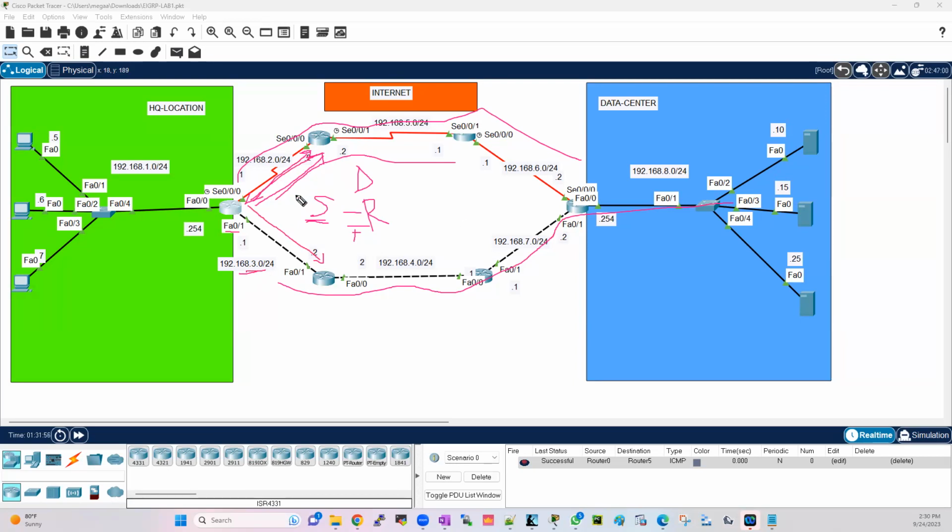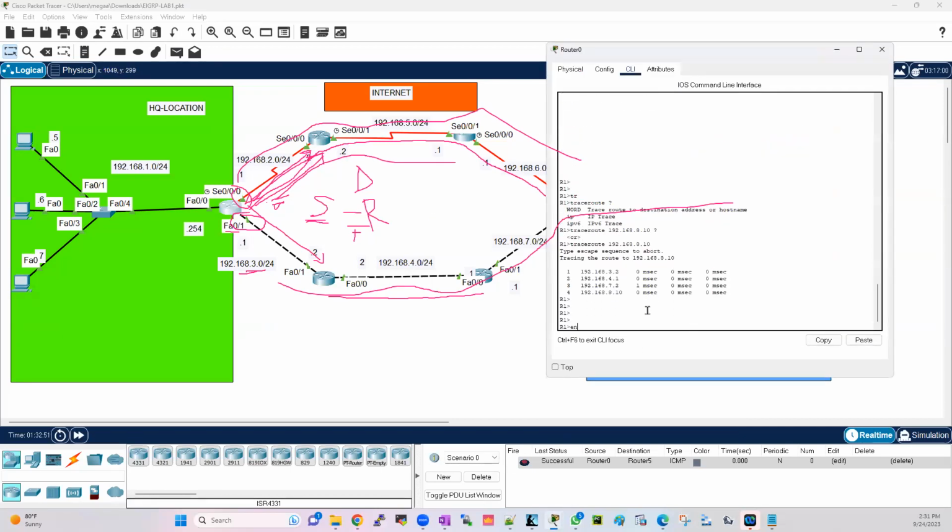Logically, we would assume that going through router 2 is faster than going through router 4. But because of the interface connections, I intentionally designed this lab to show us how the path is selected. If you forget everything, don't forget that EIGRP will choose the best path based on metrics, on the bandwidth and what? And delay.